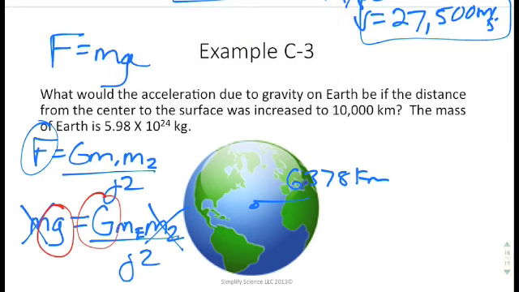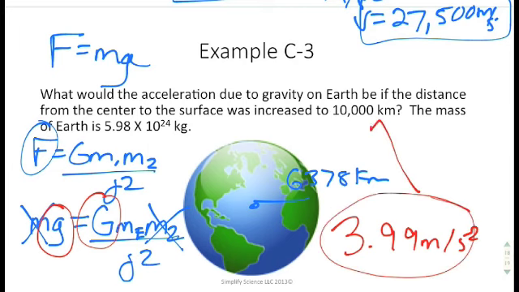This lowercase g represents the acceleration due to gravity on Earth. The capital G is the universal gravitational constant. When you plug your numbers into this particular problem, you should be able to get that your acceleration due to gravity is 3.99 meters per second squared if it is 10,000 kilometers. Make sure you look at kilometers.